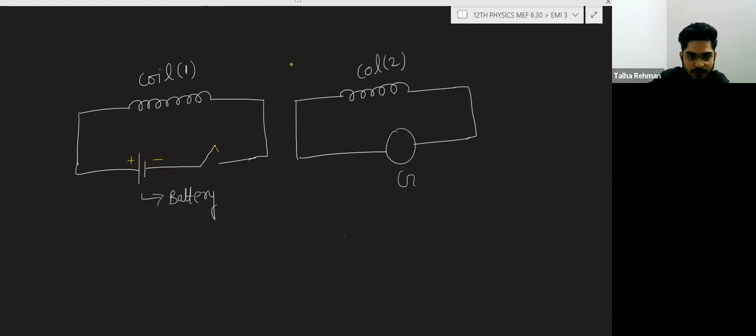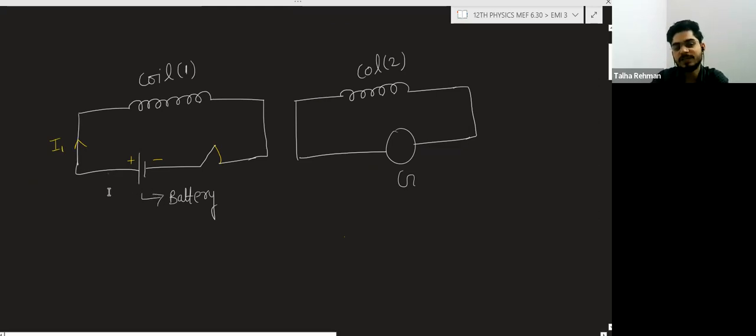Suppose I have closed this switch. So this coil 1 is connected with the battery, so in this coil there will be current. Suppose I1 is the current. Initially the current is 0 and finally there will be some current in this coil. So when you close this switch, the current will start increasing from 0 to some value, and this is a coil, or you can say a solenoid.